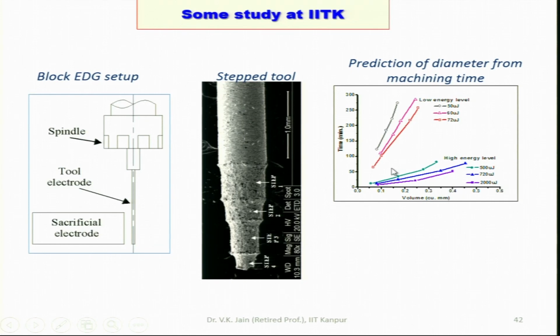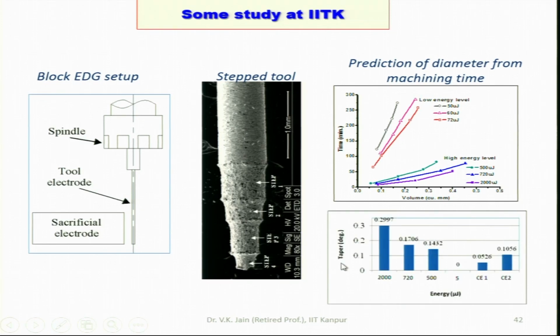For higher removal of material, you need higher time. Here you have high energy level, 500 microjoules, 720 microjoules, 2000 microjoules. Here time taken is smaller. Definitely when energy is larger, time taken is smaller. When energy is small, time taken is larger. This is obvious. You can see here.